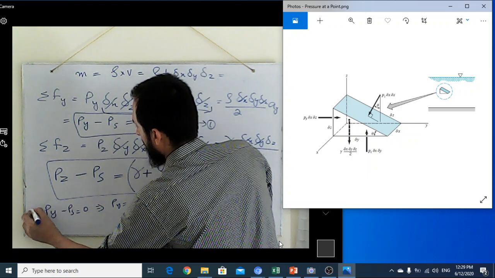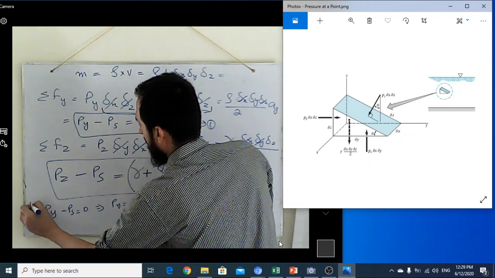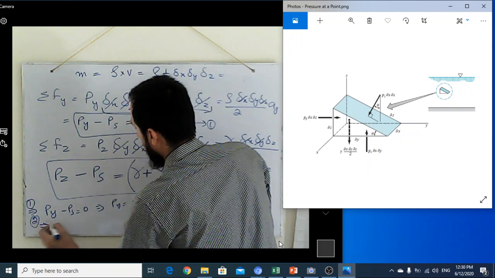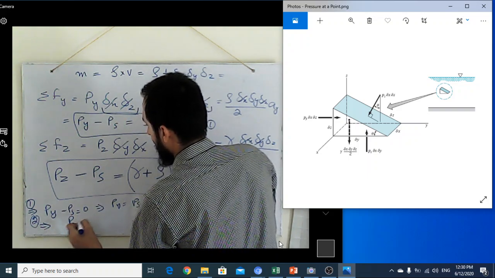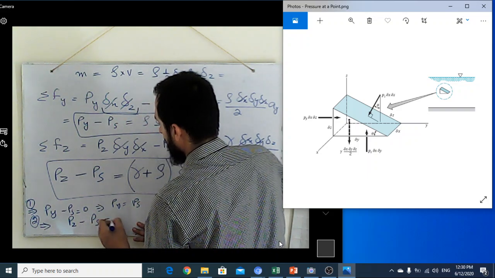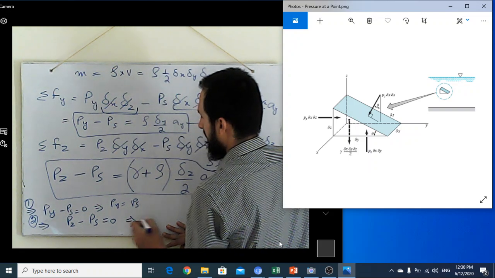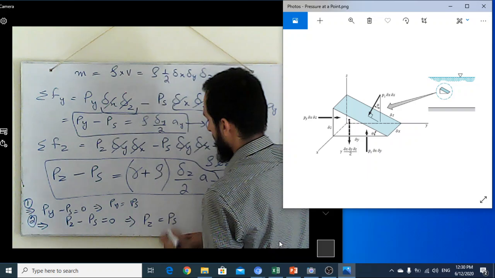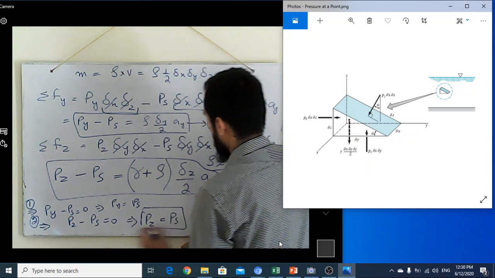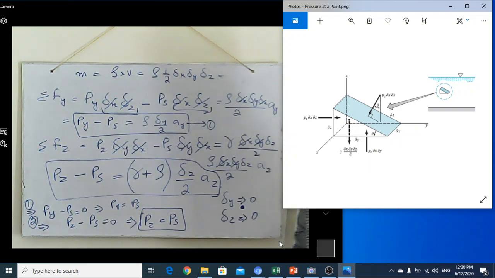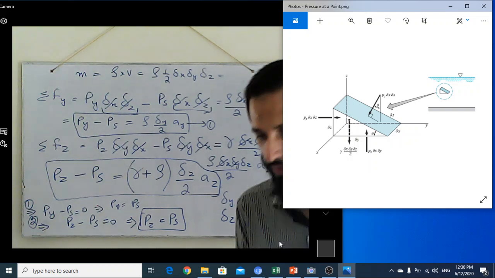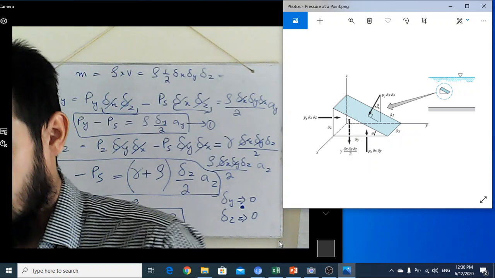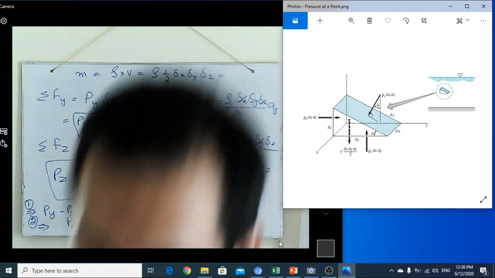Similarly, this is the simplified form of equation 1, and the simplified form of equation 2 will be Pz minus Ps is equal to 0, which implies that Pz is equal to Ps. So this is the proof that the pressure applied by a liquid is always equal in all directions to a point body.